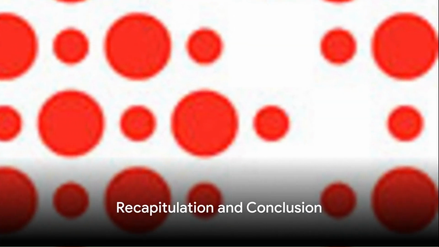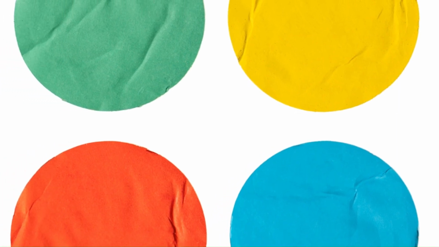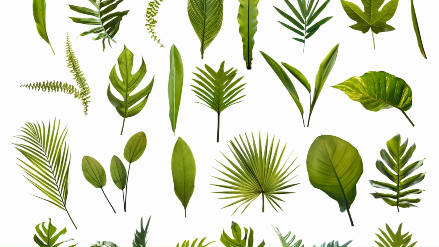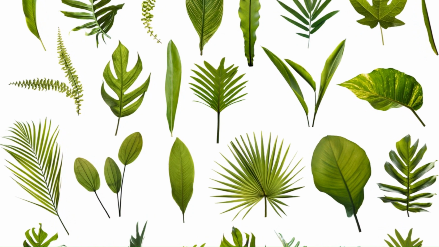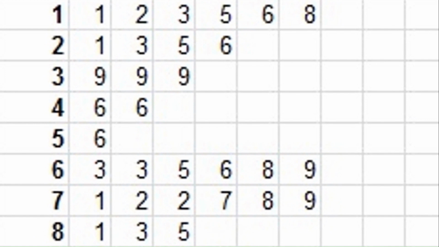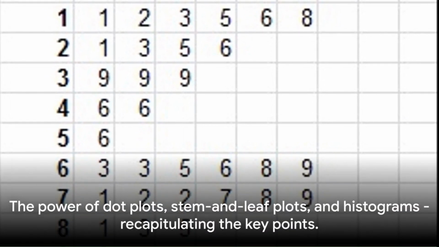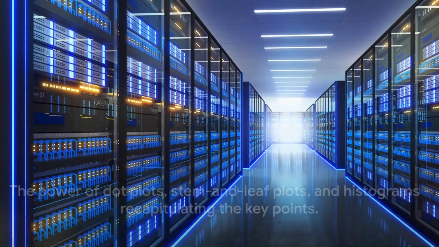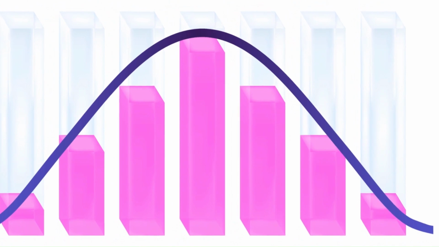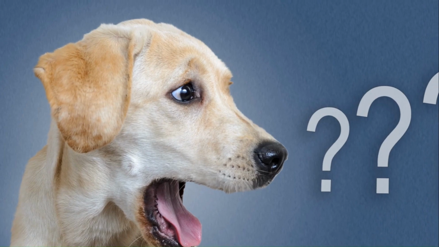We've journeyed through dot plots, stem and leaf plots, and histograms, each unique, each powerful. Let's take a moment to revisit the key points. Dot plots, with their simplicity, are ideal for small data sets, providing a clear view of each individual value. Stem and leaf plots, on the other hand, are great for medium-sized data sets. They allow us to see the distribution and shape of the data while keeping the original data values. Lastly, histograms, perfect for large data sets, give us a snapshot of the data distribution by grouping the data into bins, buckets, intervals, or groups of small ranges.